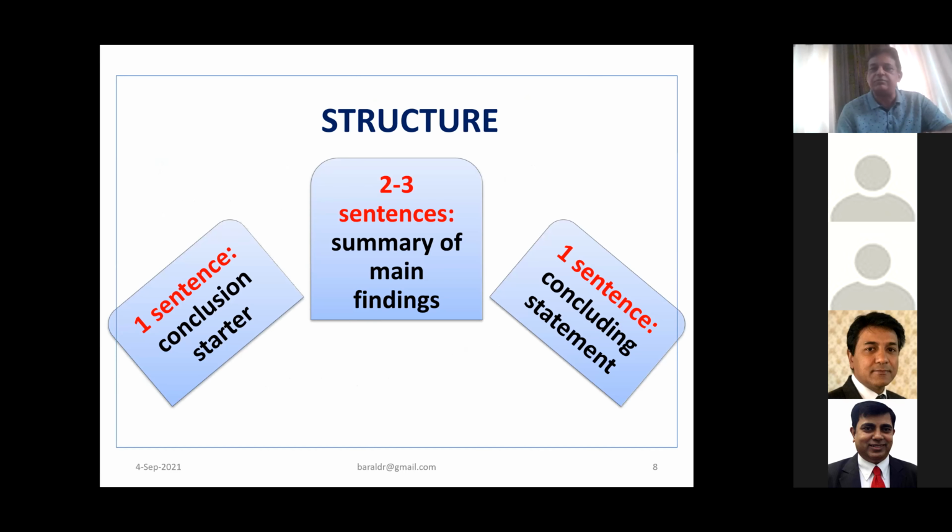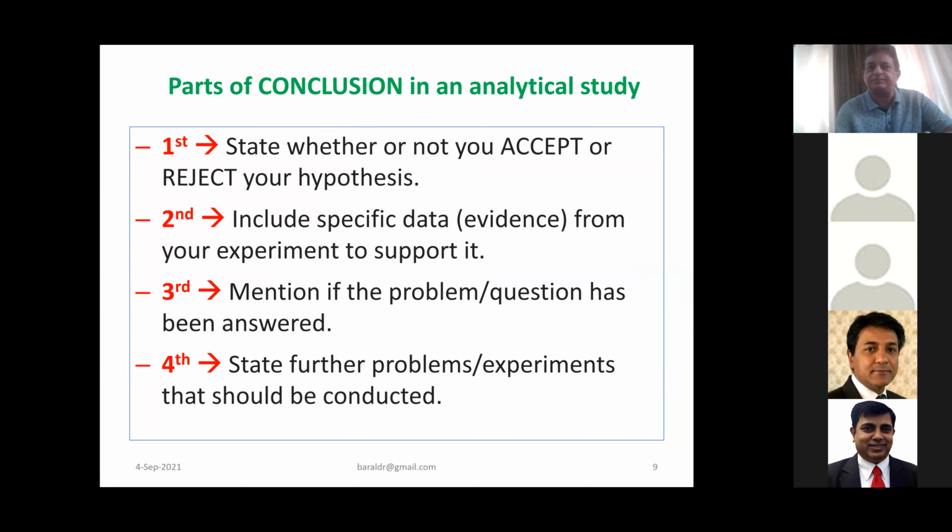So the structure would be: the first sentence is the conclusion starter, then 2 to 3 sentences for the summary of your main findings only, and concluded in a statement like a recommendation or some take-home message in the last sentence. So it would be easier. That is the general structure only. You don't have to stick to it, but this is the general structure to format your conclusion section.